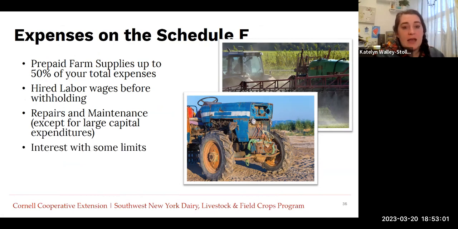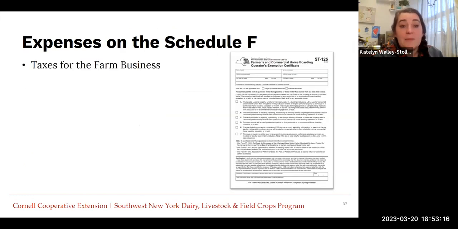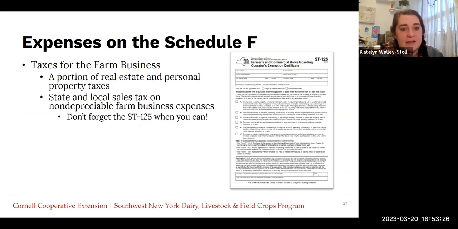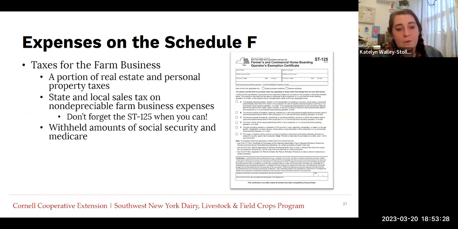Repairs and maintenance, interest within some limits. So let's say you have an equipment loan that you pay interest on, you can claim the interest off of that. You cannot claim the principal payments. Fertilizer and lime, farm business taxes. If your tax preparer charges you $200 to file your Schedule F, that's actually something that you can claim as an expense. If you make a purchase and you pay sales tax on it, you can claim that sales tax. It'll go in as an expense on your farm business.